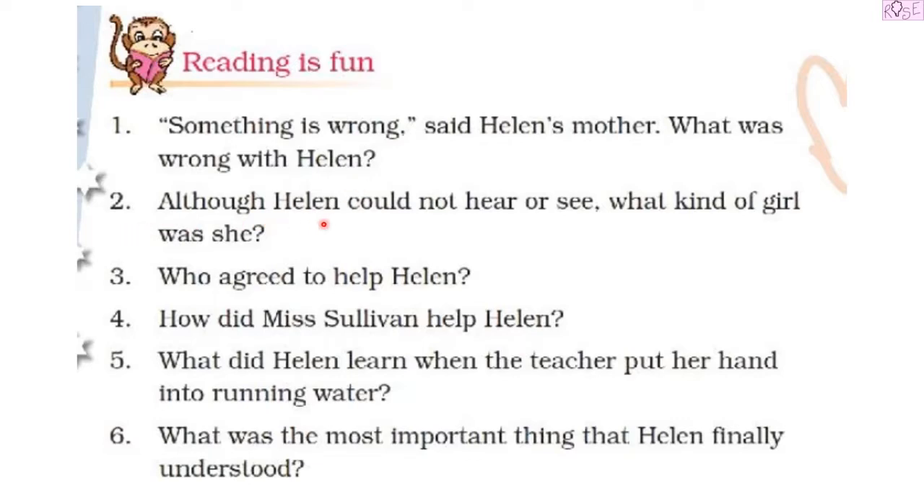Second question is, although Helen could not hear or see, what kind of girl was she? Third, who agreed to help Helen? Yes, Helen needed help to communicate with the world. She needed words. So who helped Helen to achieve that? Question number 4 is, how did Miss Sullivan help Helen? Next is, what did Helen learn when the teacher put her hand into the running water? At last, what was the most important thing that Helen finally understood? Let's answer all these questions.